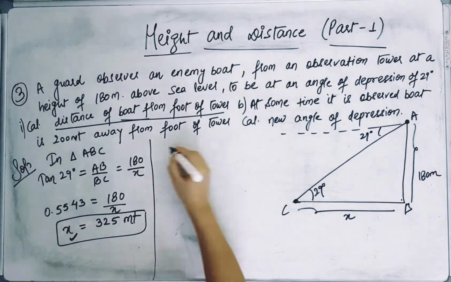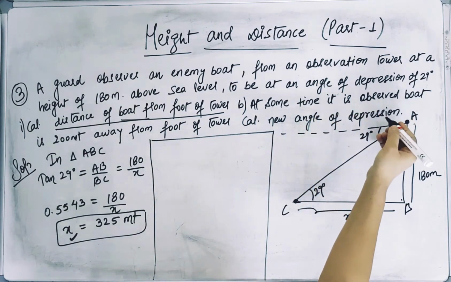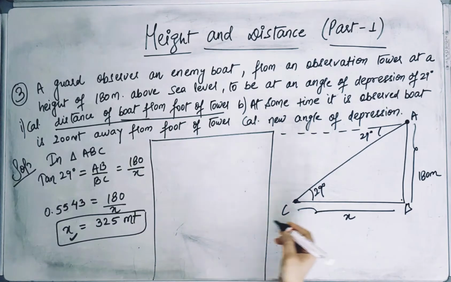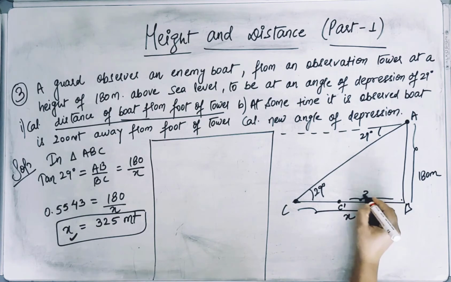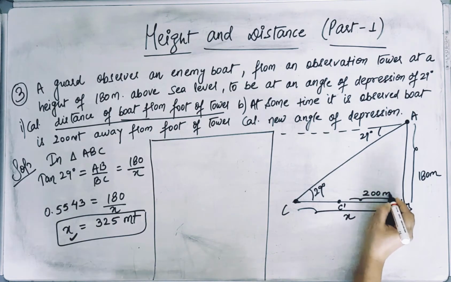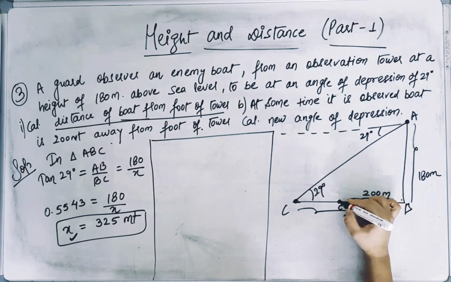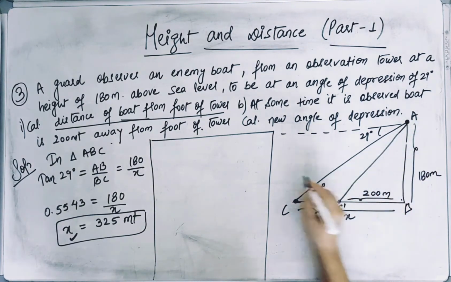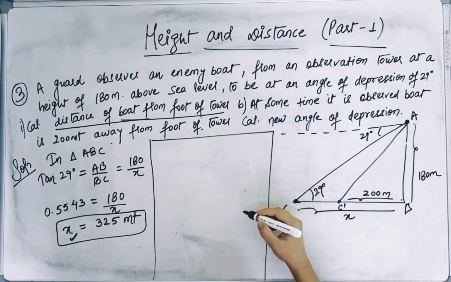Now in second case they have mentioned at some time it is observed that boat is 200. Now the boat's position is this. Boat is 200 meter away from foot of the tower. That means this horizontal distance is given to us. Now what we have to calculate? New angle of depression we have to calculate.